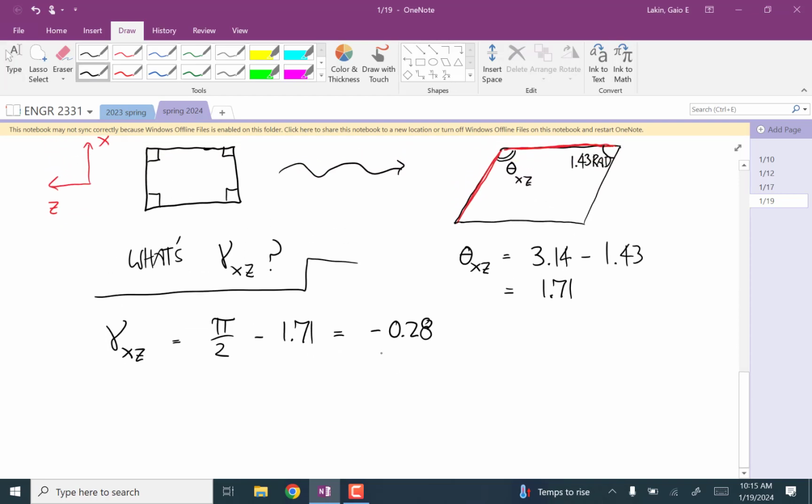Well, remember I said that if an angle becomes more acute, the shear strain will be positive, and if it becomes more obtuse, it'll be negative. So this makes sense.